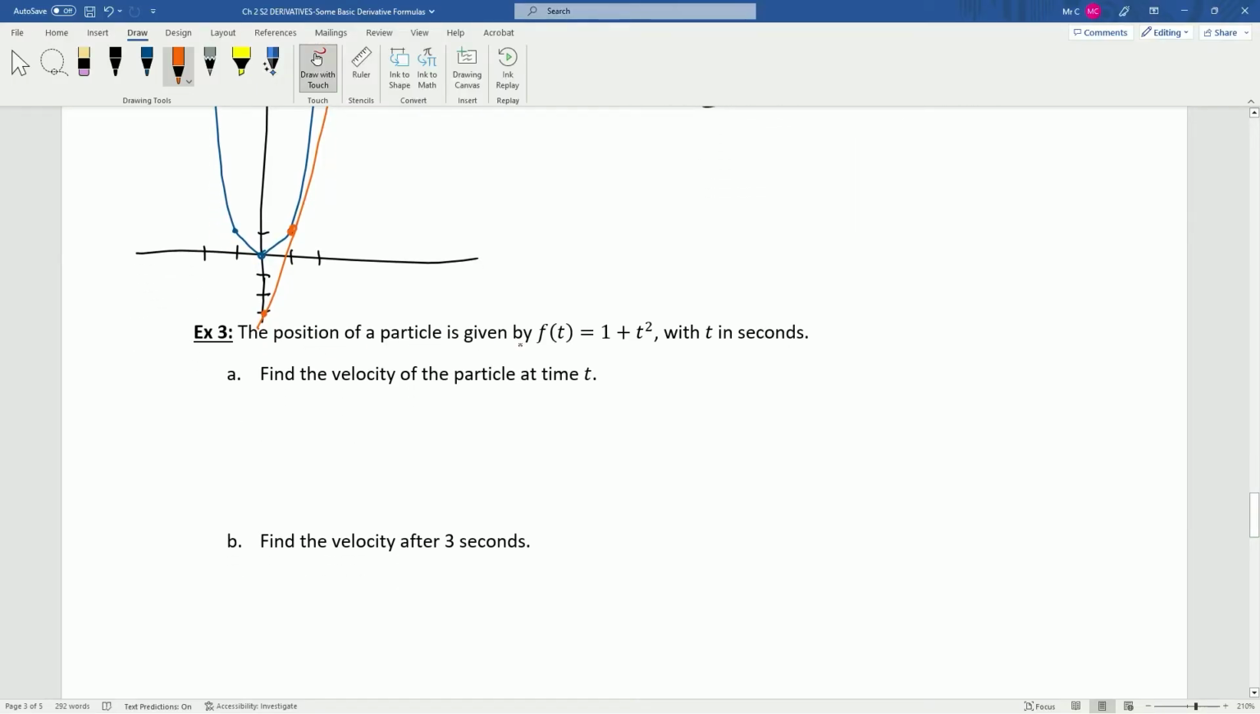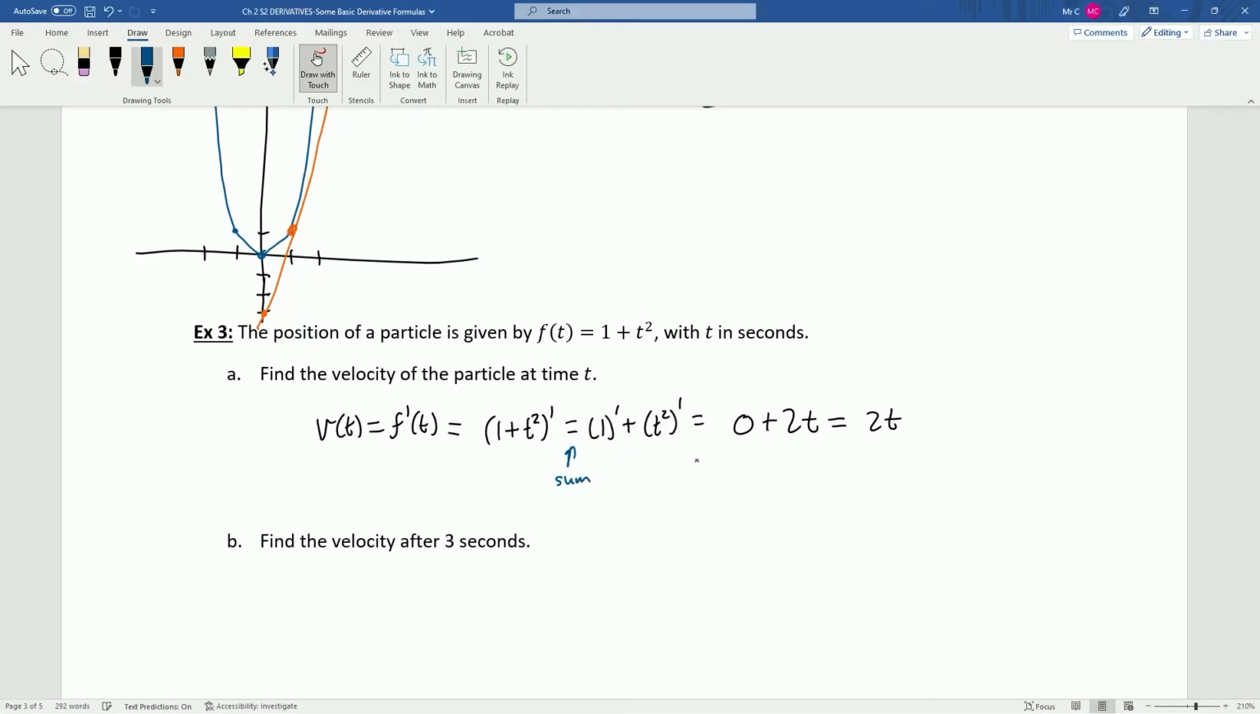The position of a particle is given by f of t equals 1 plus t squared with t in seconds. Find the velocity of the particle at time t. Well, if f is the position function, then the velocity function, by definition, is f prime of t. And that's going to be 1 plus t squared prime, which is 1 prime plus t squared prime, which is 0 plus 2t, which is 2t. So we had the sum rule, and we had the constant rule, and we had the power rule.